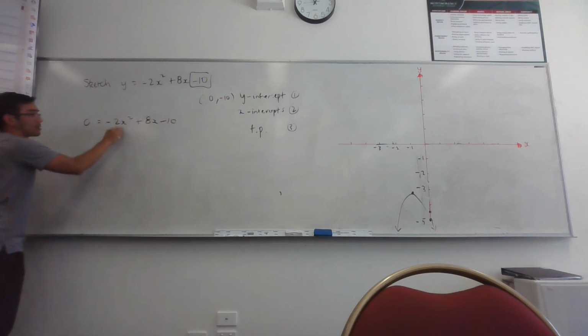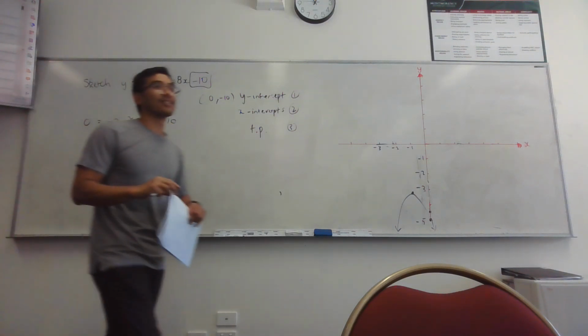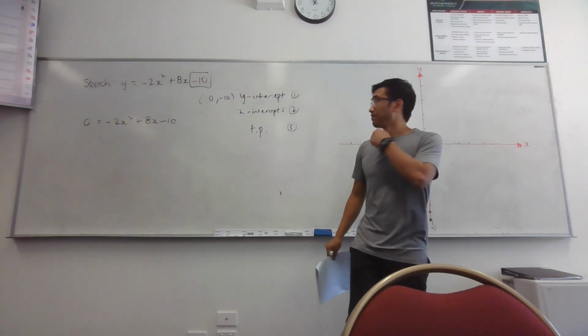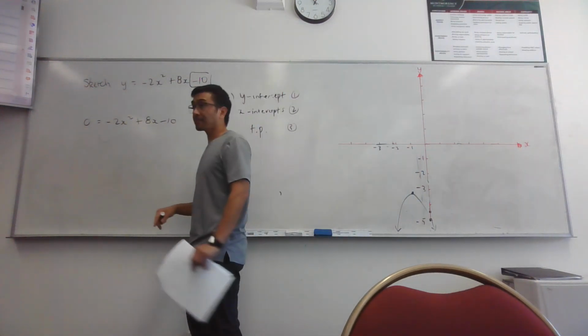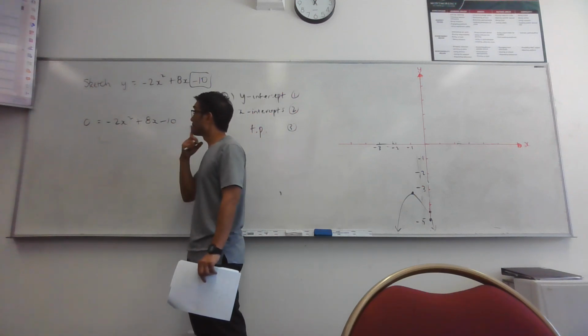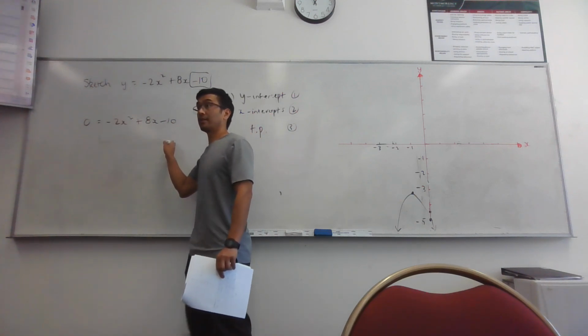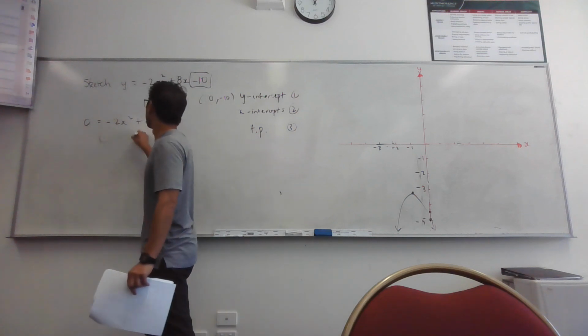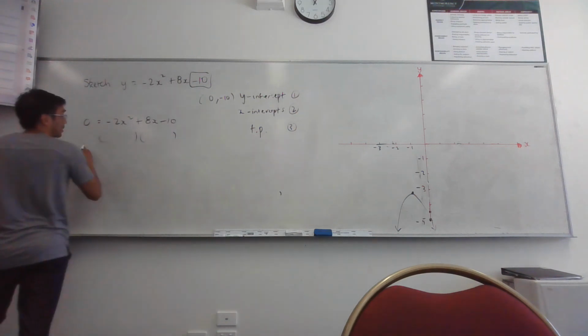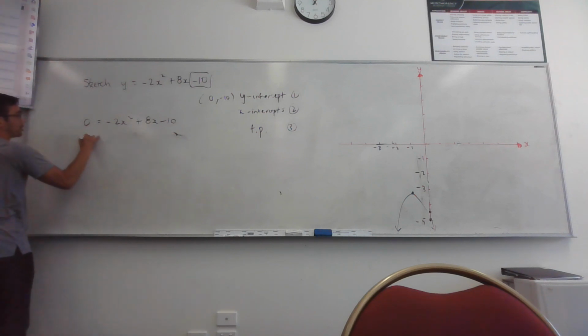Plus 10. What are we going to do here? There's a few ways we can do it. We could take x out. Can't take x out. We could do two fractions, or two brackets. Take the 2 out. Let's take the 2 out.